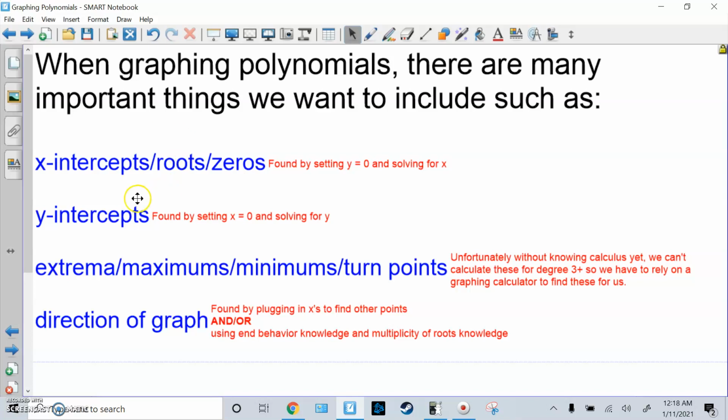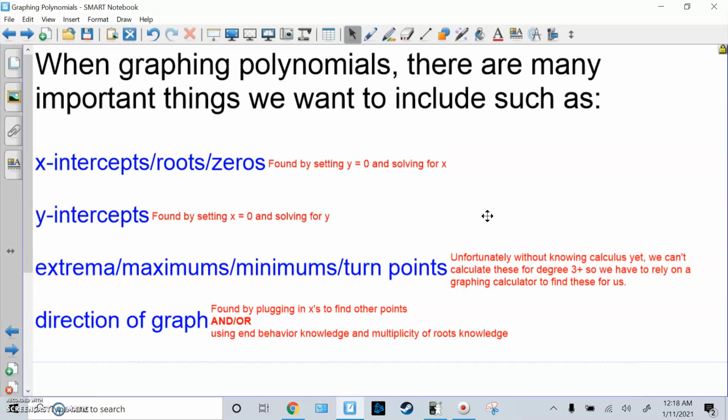We also want the y-intercept. We find that by setting x equals 0 and solving for y. Then we need the extrema, or maximums, minimums, and turn points. Now, unfortunately, without knowing calculus yet, we can't calculate these by hand for degree 3 or higher, so we have to rely on a graph calculator to find those for us, and I'll show you how.